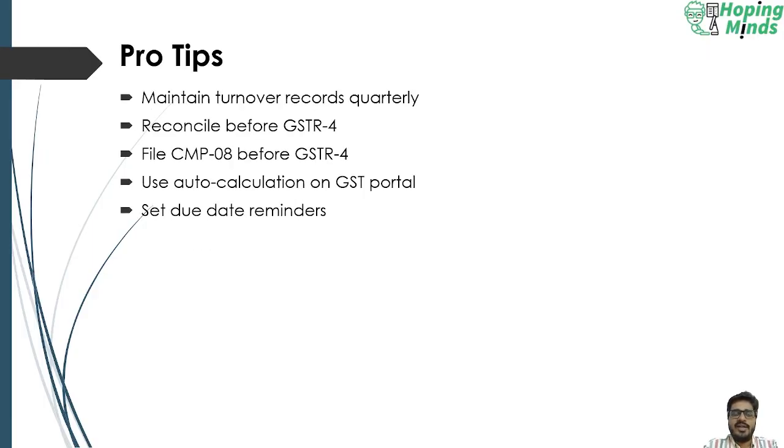So what are the final tips? Maintain turnover records quarterly. All the sales must be recorded in the books of accounts, and proper disclosure of quarterly sales must be there in the CMP-08 return. Then reconcile before GSTR-4, before filing of the annual return. The total sale must be reconciled, and if there are any shortfalls in the CMP-08, then it must be paid at the time of filing of the GSTR-4 return.